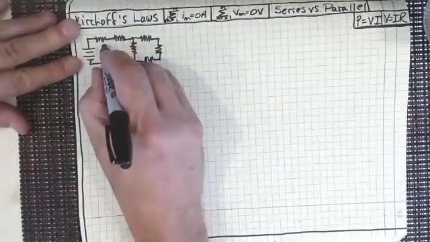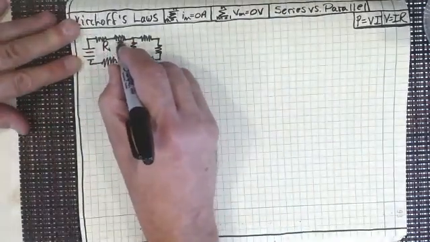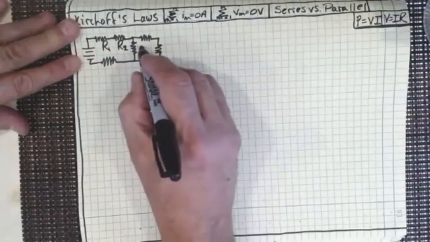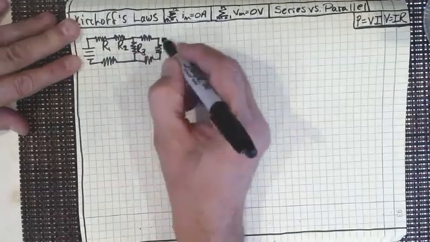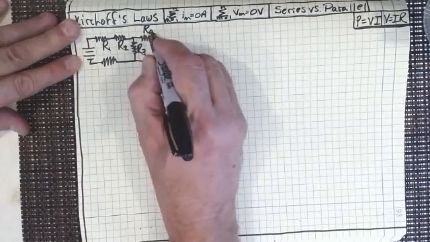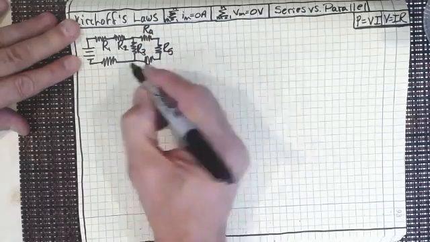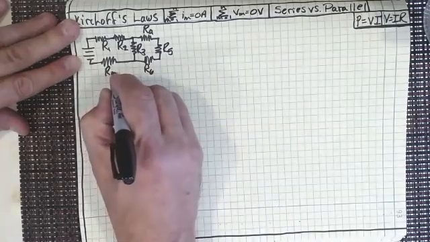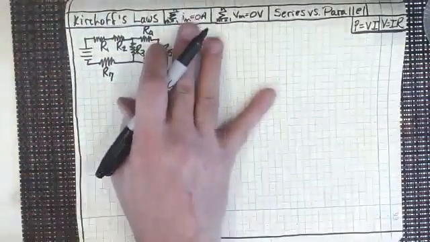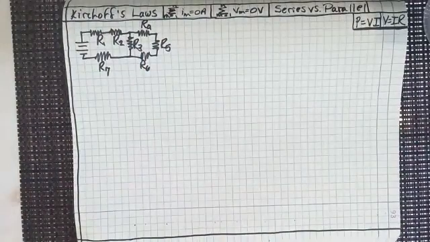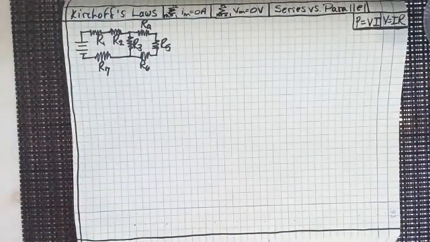Let's label those resistors. That'll be R1, R2, R3, R4, R5, R6, and R7. Whoa, that is a pretty complicated little circuit to have on your 5th lecture, isn't it?